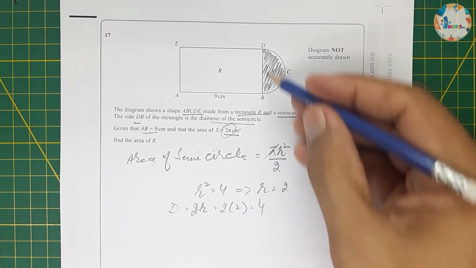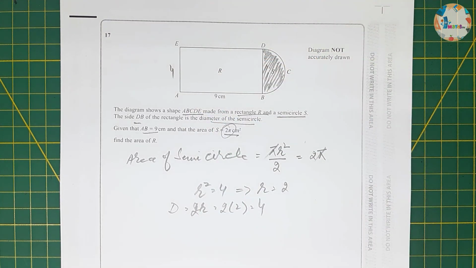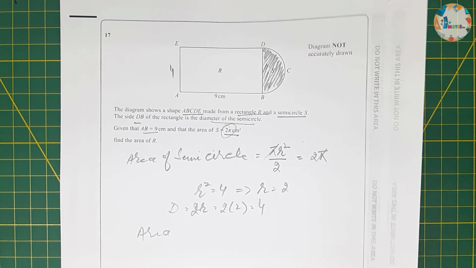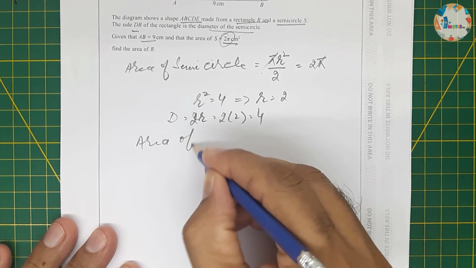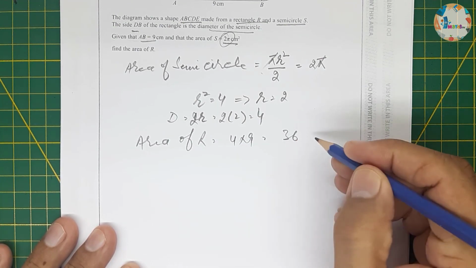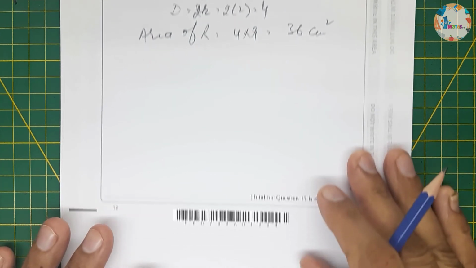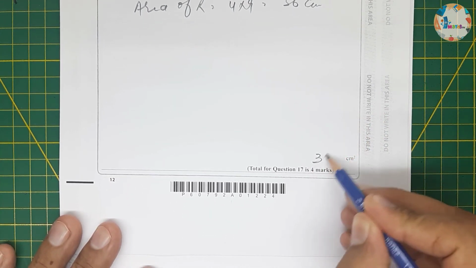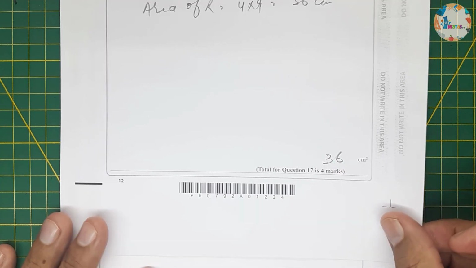So 4 centimeter will be this length. So this is 4 centimeter. So we can calculate the area. We can write area of R. Area of R will be equal to 4 into 9, which is equal to 36 centimeter squares, and we can write here answer as 36 centimeter squares. Hopefully you understood this question.